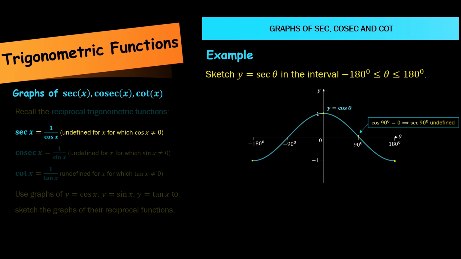When x equals 90 degrees, we have that cos 90 degrees equals 0, which implies that sec 90 degrees is undefined, as sec is equal to 1 over cos. So on our graph of y equals sec theta, we will have an asymptote here, as shown. Similarly, for x equals minus 90 degrees, sec minus 90 degrees will be undefined, so we will have an asymptote here as well.